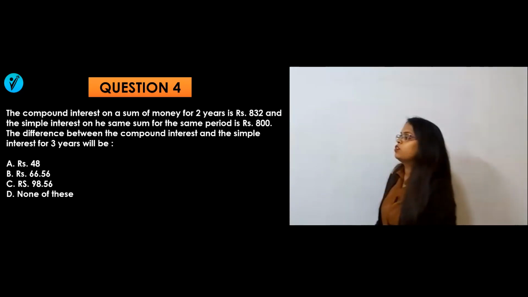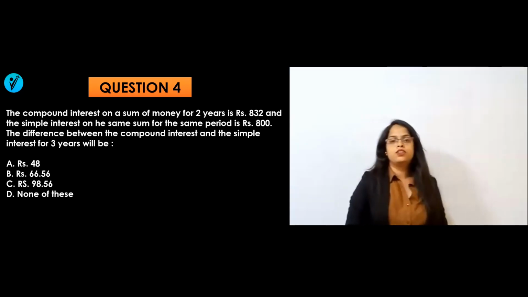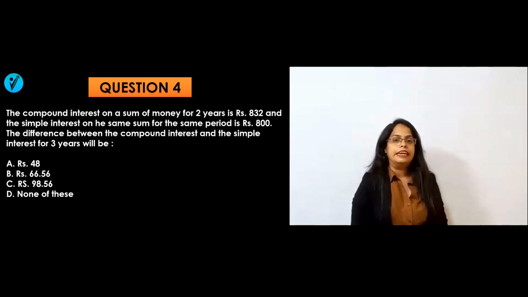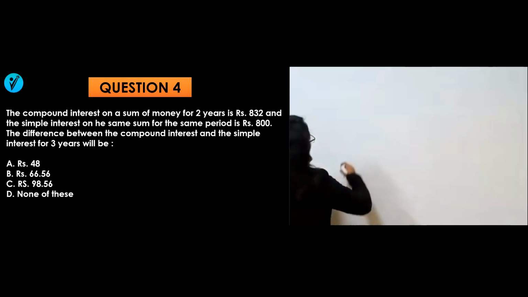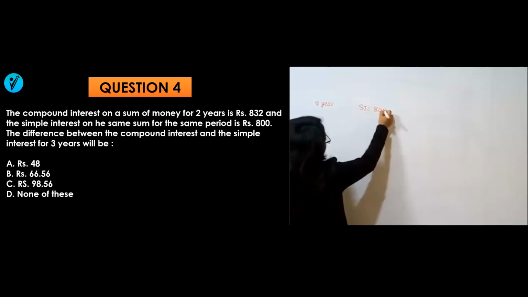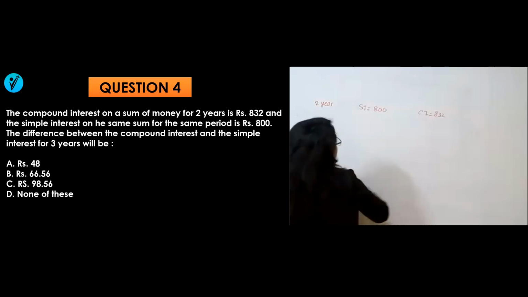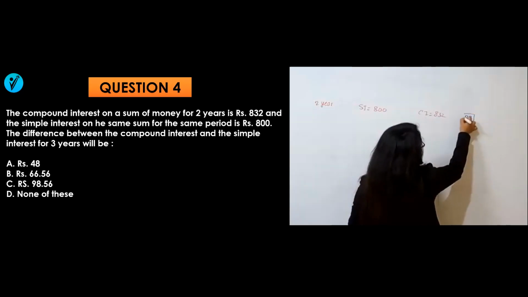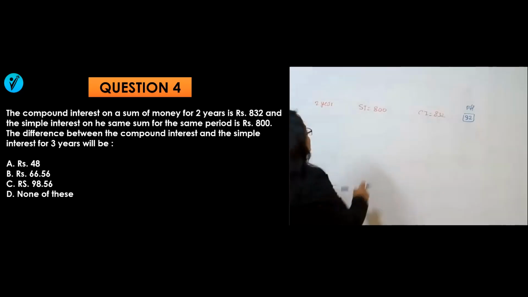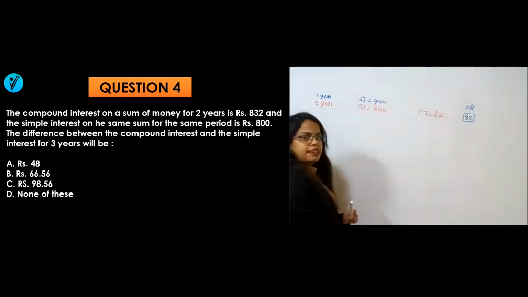The compound interest on a sum of money for 2 years is rupees 832, and the simple interest on the same sum for the same period is 800. What I know is that for 2 years SI is 800 and CI is 832. So can I say that for 2 years the difference between SI and CI is 32 rupees? If it is for the first year, what can I say? For 1 year SI will obviously be 400, because I know that SI is the same for each year.